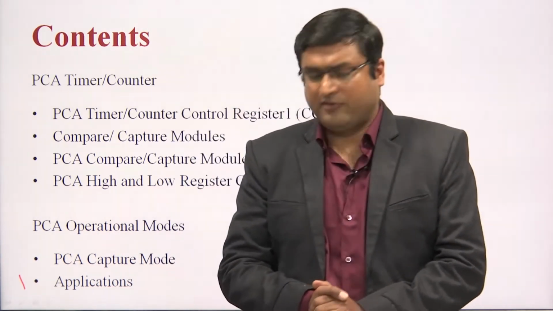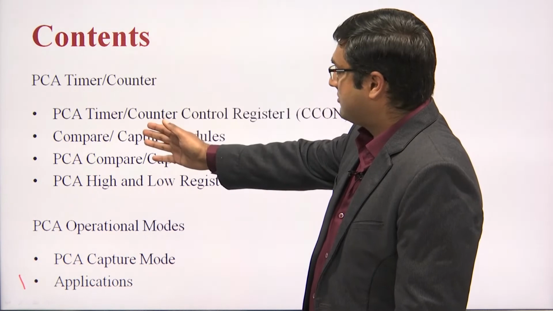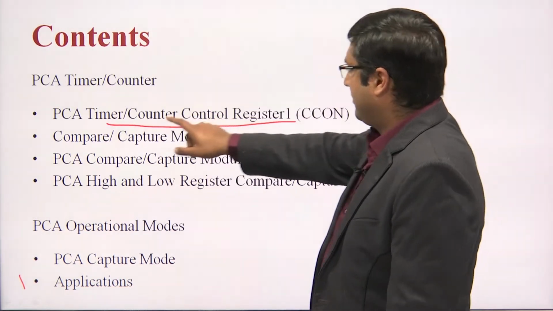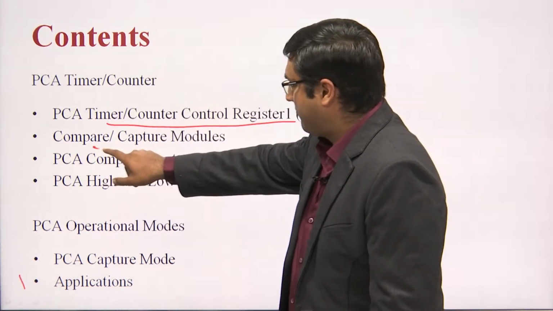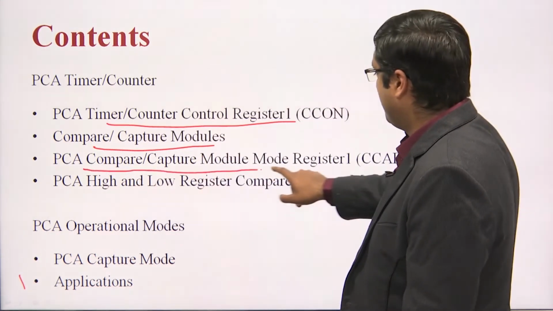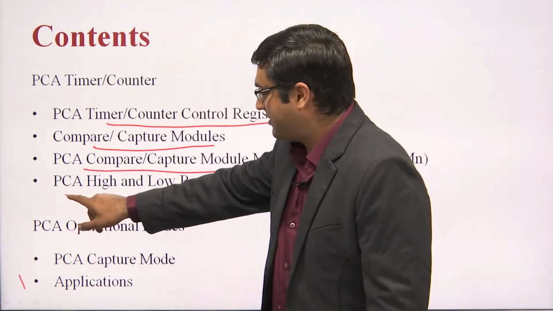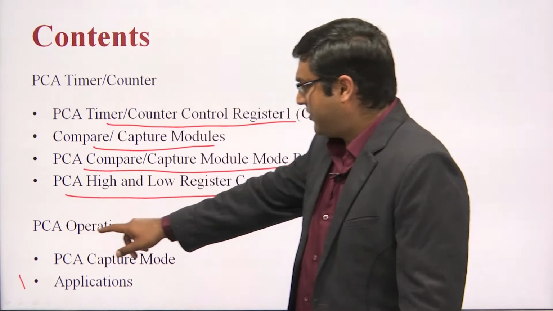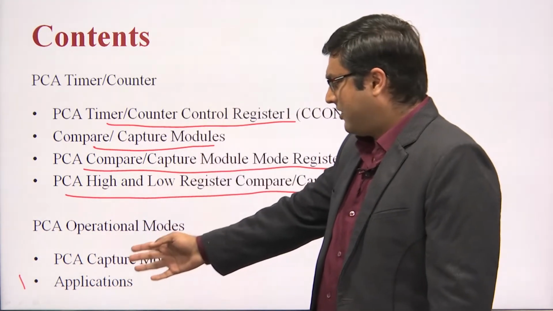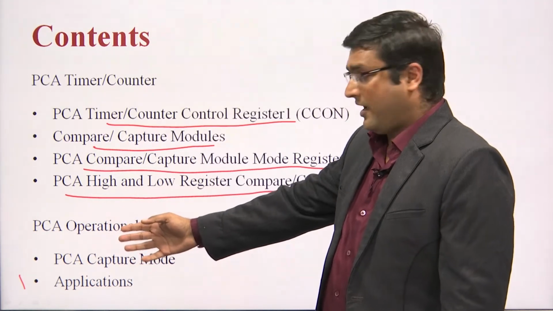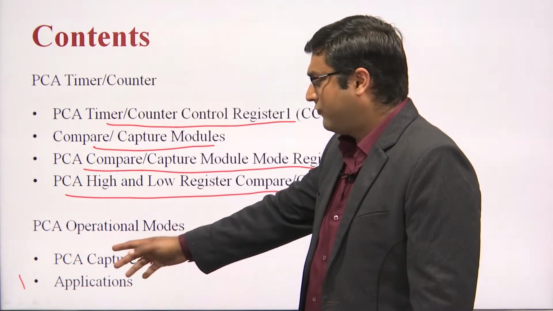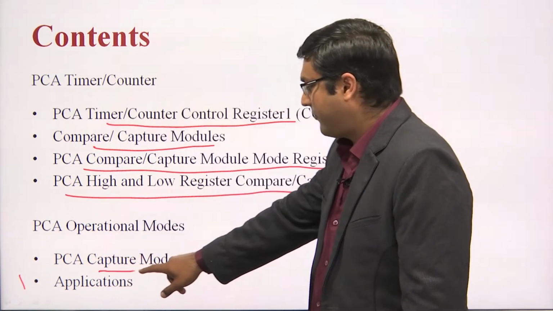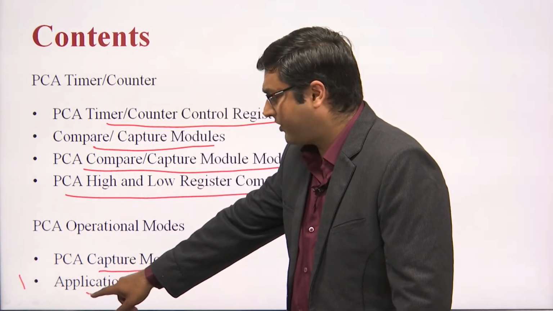Today we will cover these contents: PCA timer counter, and the PCA timer and counter control register. We will study the capture compare modes and the PCA compare capture module mode register. Today we will also cover the PCA high and low registers and compare capture modules. After that, we will see the PCA operational modes. There are three modes of operation: capture compare mode, high speed toggle mode, and the third one is the PWM mode. In this lecture we will cover one of the operational modes of PCA, that is the capture and compare mode, and in the last slide we will see the various applications of our PCA timer.